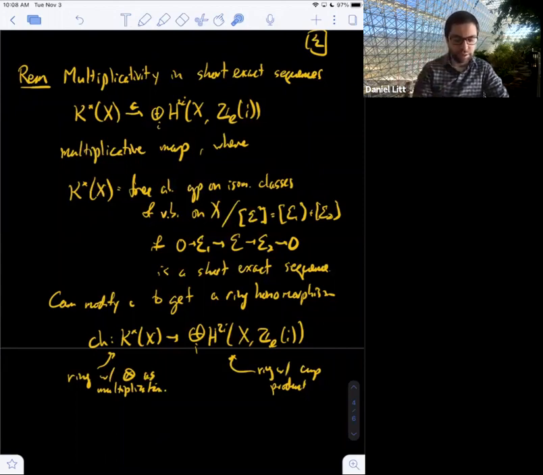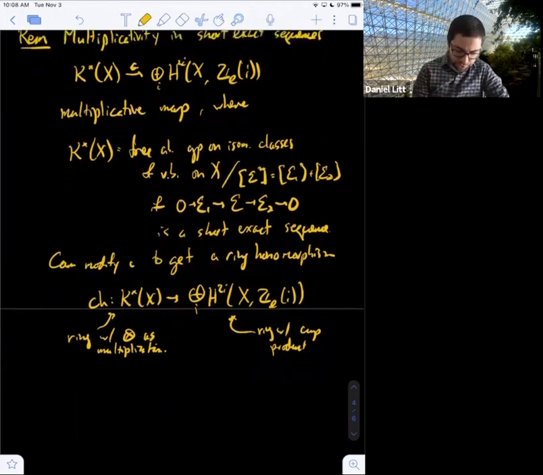And then to define things for general vector bundles, you can, for example, pass to the flag variety, where you have a filtration by line bundles, and then use the formula for line bundles there. So that technique is called the splitting principle, if you've heard about that before.